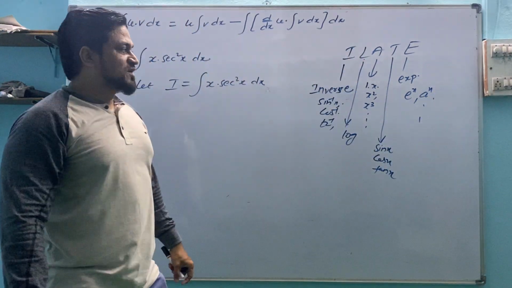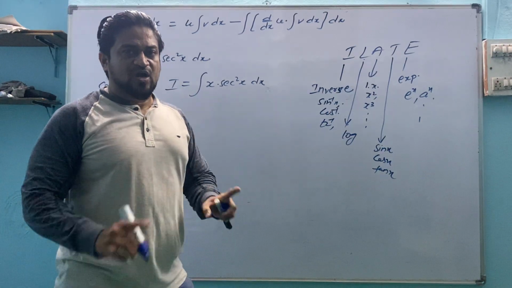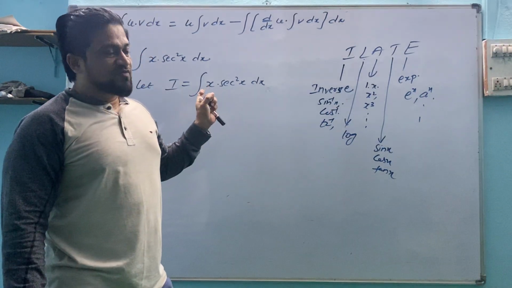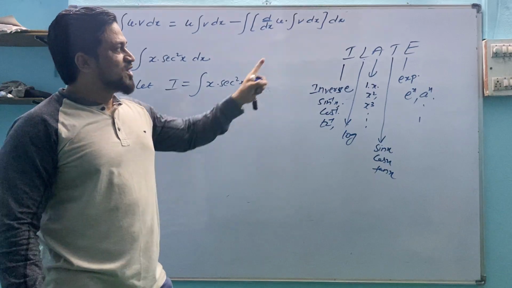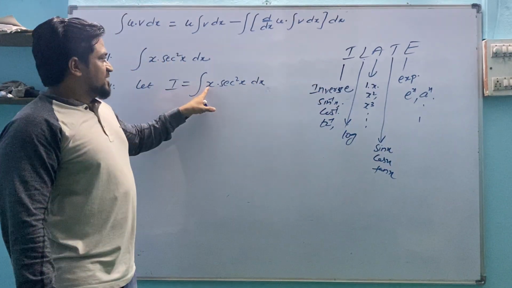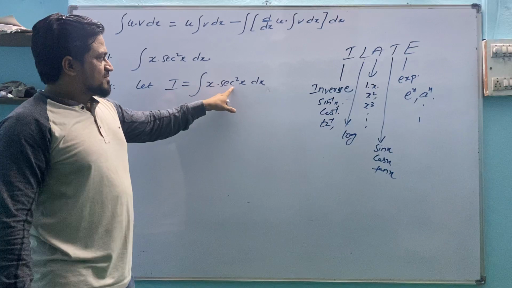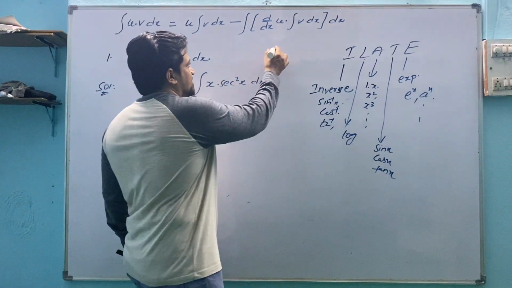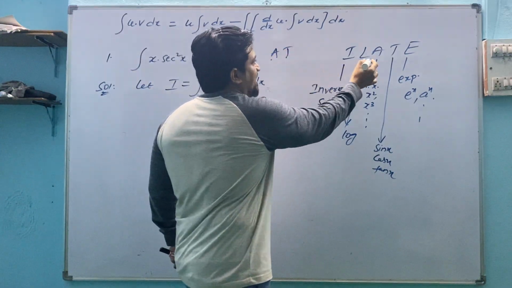Why do we have to arrange this? Without arranging in ILATE form, you can't do this problem. Now we will check whether they are in order or not. What is the order according to ILATE? x is algebra. This is trigonometry. Algebra and trigonometry, A and T, they are in order.